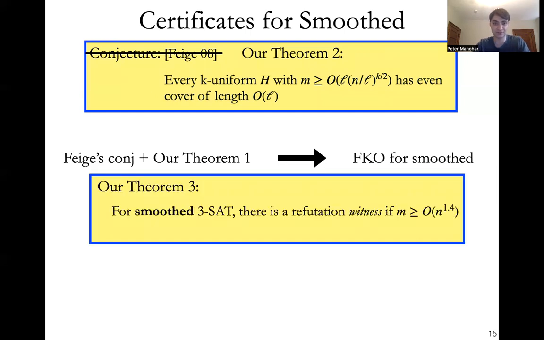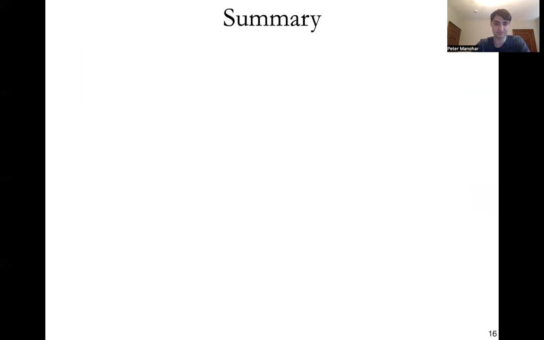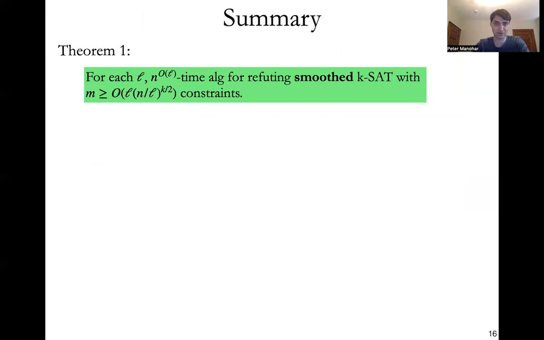And this leads us to our theorem 3, which shows that for smooth 3-SAT instances, there are refutation witnesses at n to the 1.4 constraints. And for k larger than 3, we get a different threshold. We get something that tends to about n to the k over 2 minus 0.5, but this doesn't really matter. The important point is that we're beating n to the k over 2 by a polynomial factor. And remember, n to the k over 2 is the threshold we needed in order to be able to refute with an efficient deterministic algorithm.